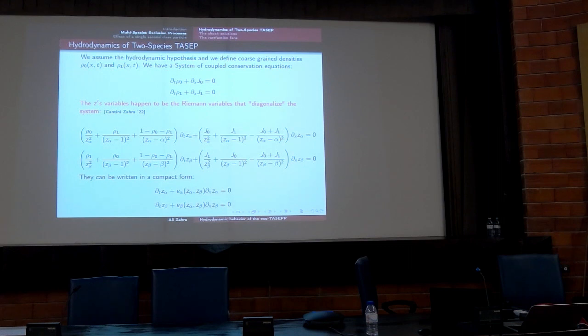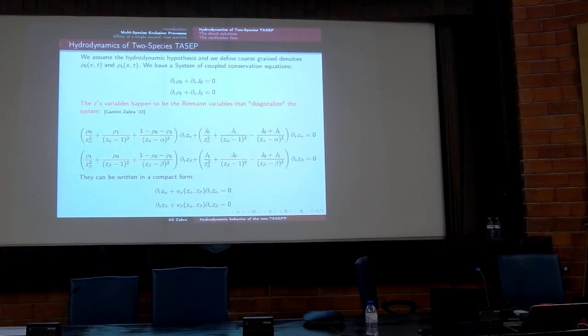So basically, if you write the conservation laws in these variables, then you don't have the derivative of Z beta here, and you don't have the derivative of Z alpha here. But they don't completely decouple the system because the system is still coupled through the coefficients. Anyway, you don't need to care about this scary expression. Just consider a compact form, where you have some V alpha and V beta, which are the coupling coefficients.